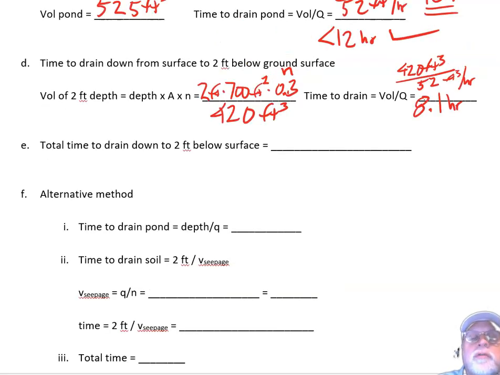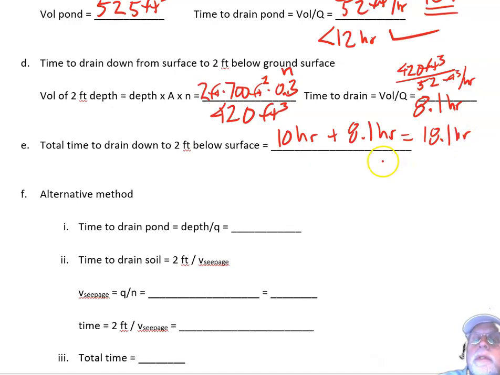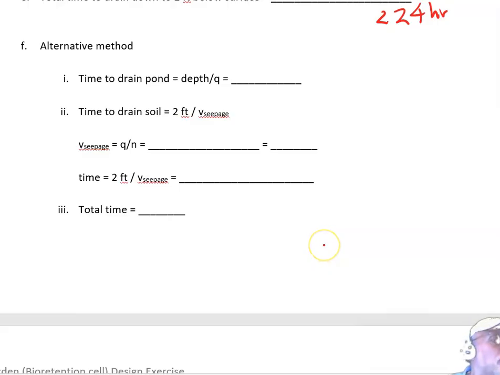So then the total time to drain down from the top surface down to the bottom of the pond and then 2 feet below the pond is the 10 hours it took to drain the pond plus the 8 hours it took to drain down 2 feet below, equals 18 hours. And that's less than 24 hours that this was required to be. So we're good there.